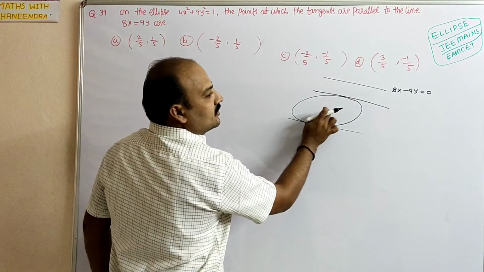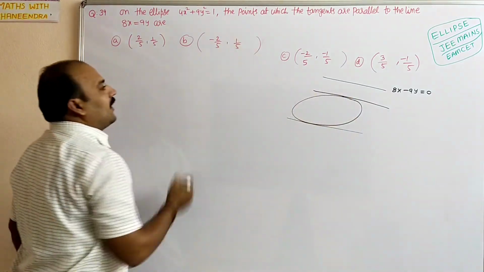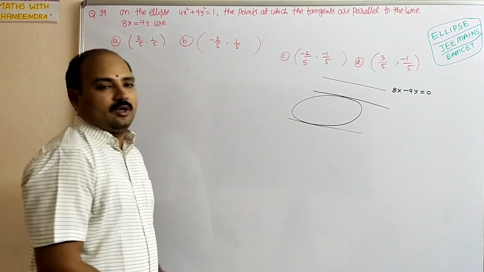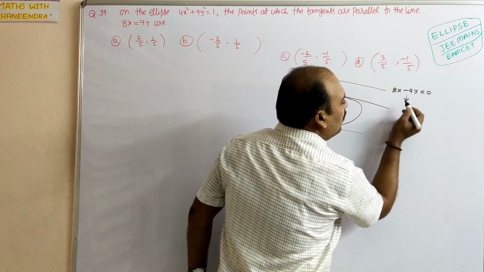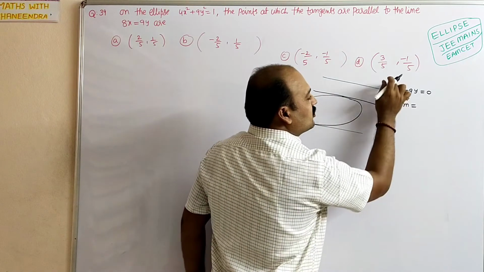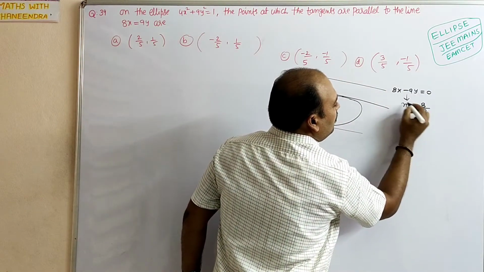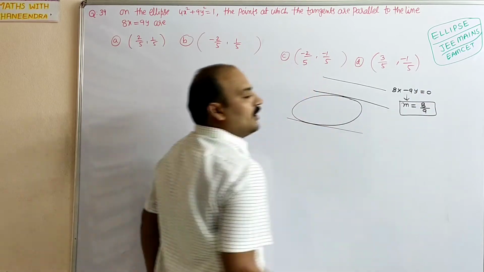This is the ellipse tangent equation. So that means the slope of the curve, if you calculate, both are equal. The slope of this line is what? If you compare with y is equal to mx plus c, otherwise m is equal to minus x coefficient by y coefficient. So minus 8 by minus 9, so 8 by 9 is the slope of the line.